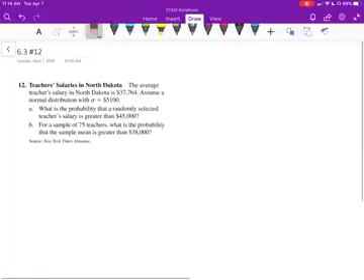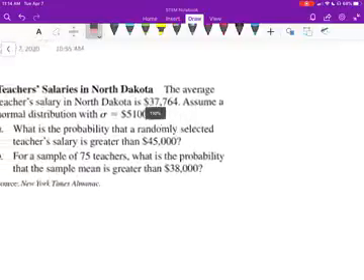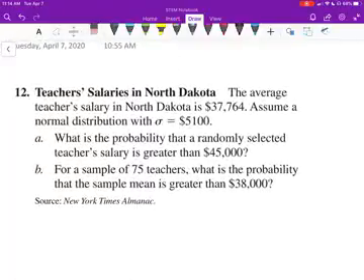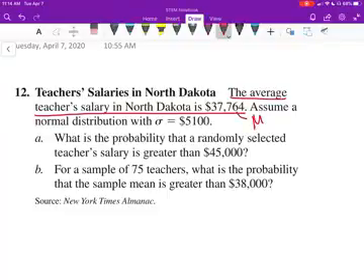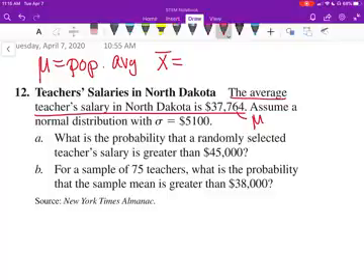So as we do this one, let's figure out what we know first. It says the average teacher's salary in North Dakota is $37,764. That is our mu. And now that we're looking at the central limit theorem, which also involves another type of mean, we have to figure out which one is mu and which one is our x bar. So to keep in mind, mu is our population average or mean, and x bar is our sample average or mean.